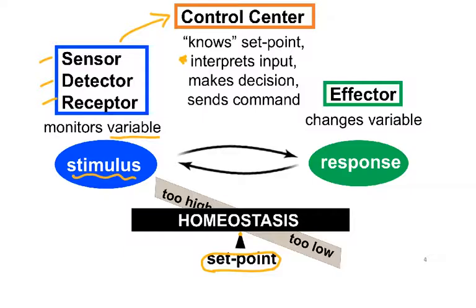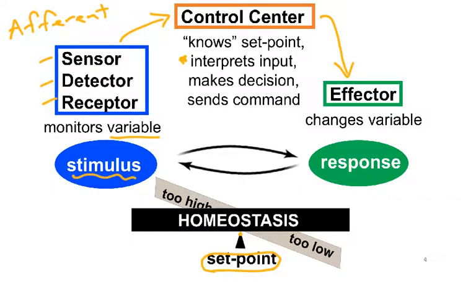So if the control center decides that something needs to be done, then a signal is going to be sent through the effector. So the effector is what is going to cause a change in the variable. So let's say, again, if we use the example of blood pressure, there are sensors, which would be part of what we refer to as the afferent pathway, the pathway that's carrying information to the control center.